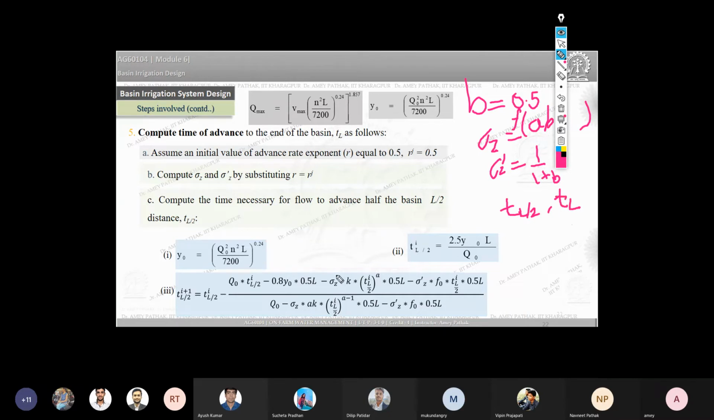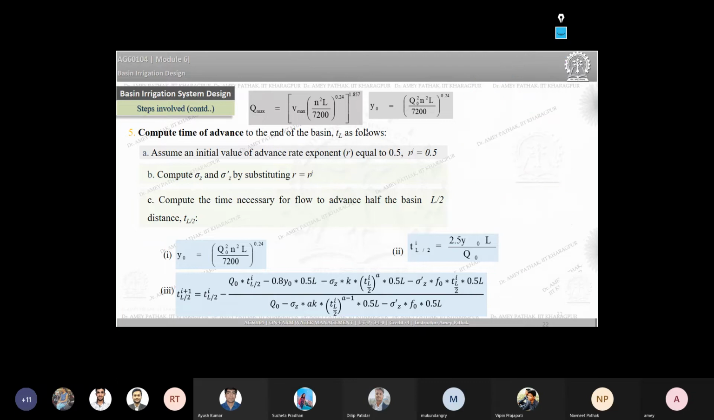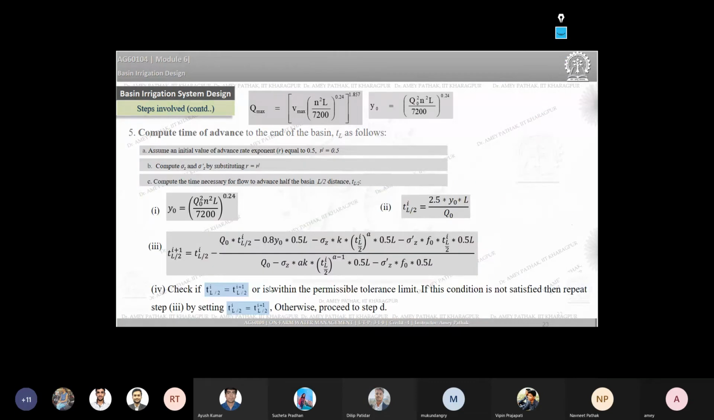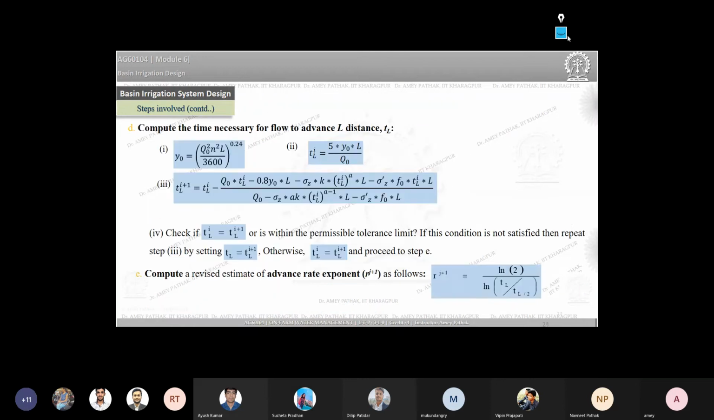Okay, so this is the expression. We have assumed this one. Based on this one, we have got sigma z and sigma z dash, and we are substituting it here in order to get the new value of TL by 2 for the I plus 1 step. And we have to see whether our guessed value, this is your initial guess, and this is what you get based on the initial guess. If there is not much difference between this value and this value, it means our initial guess is correct for the selected B. If that is fine, go to TL.